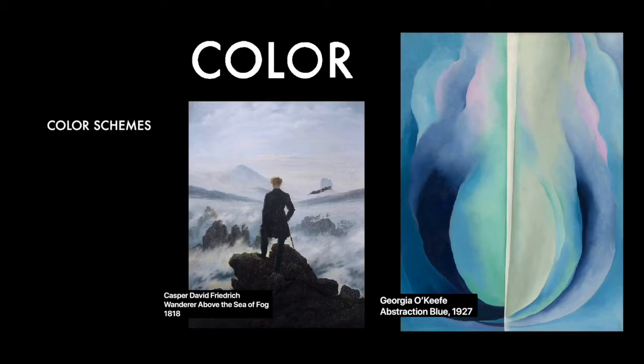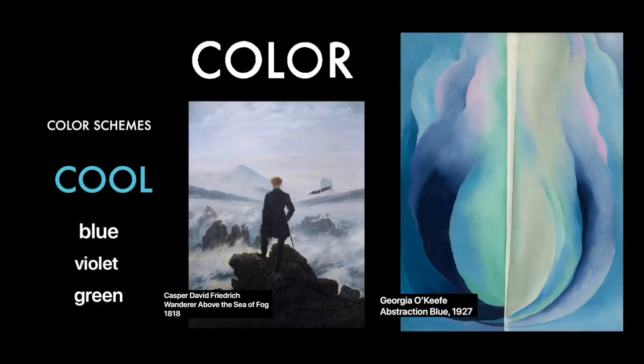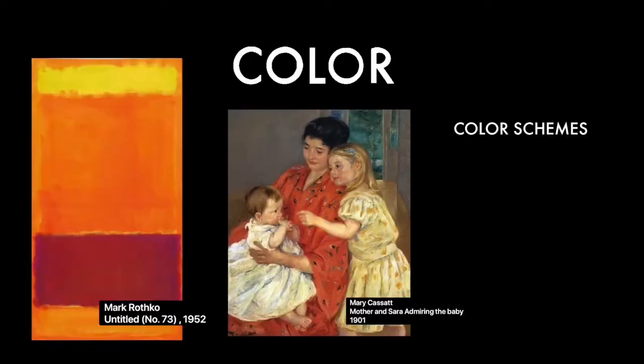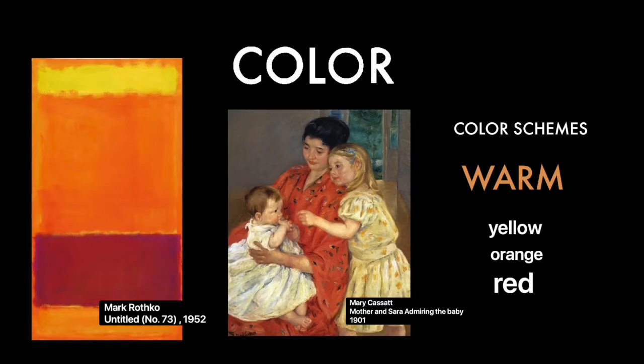One color scheme is a cool color scheme. This scheme uses many variations of blue, violets, and greens, like you might see in these 2 paintings. A warm color scheme uses the colors yellow, orange, and red, like in these 2 paintings. There are many more color schemes, but we'll just go over these 2 for now.